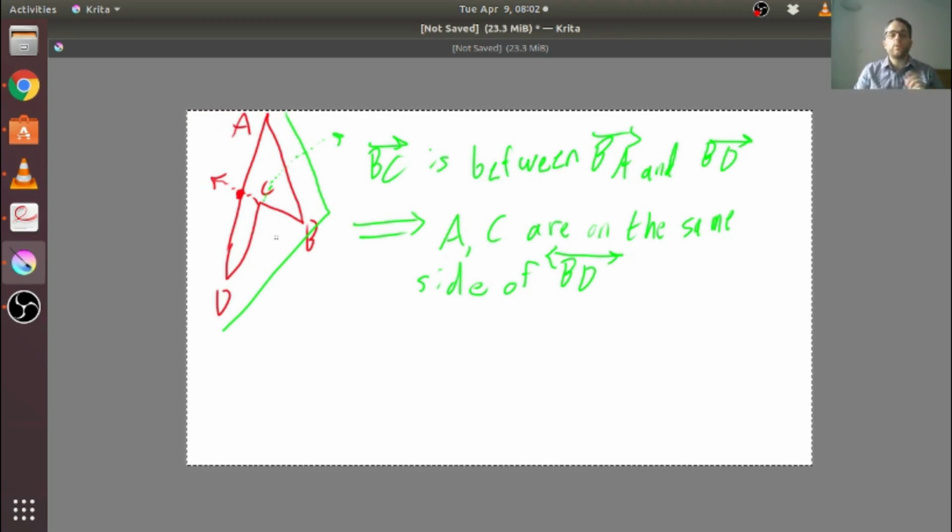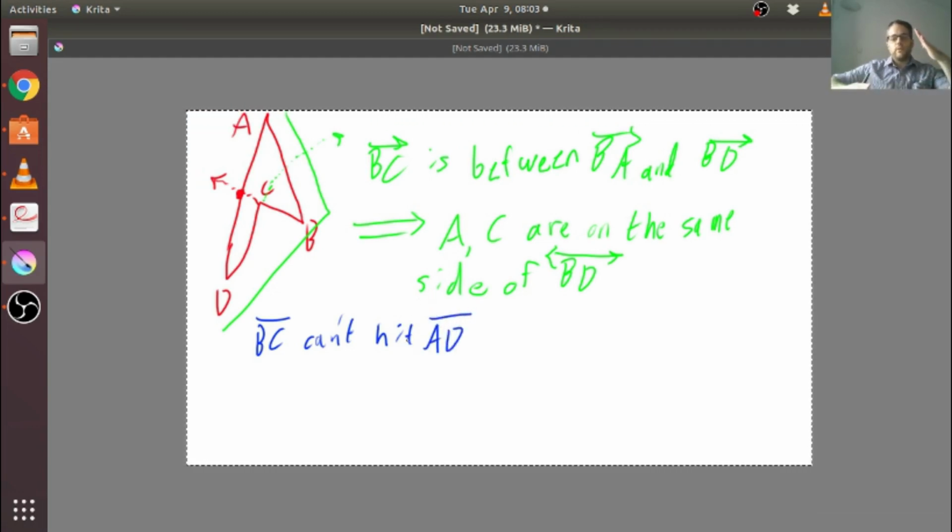Okay, so what do we have? We have that A and C are on the same side of this bottom side of the angle I drew. Let me switch colors. I can also say, let me look at this segment BC. I know that BC can't hit the segment AD. That is part of the definition of a quadrilateral. Two opposite sides of a quadrilateral can't hit each other. We can't have a picture like this, remember? So we know that the segments can't hit each other.